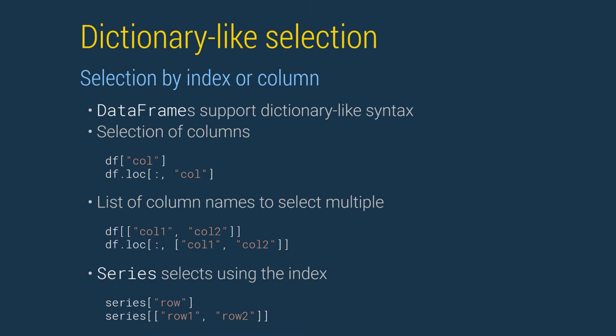Entire columns are selected from data frames using dictionary-like syntax. This method of selection omits the loc operator and directly selects from the data frame. Multiple columns can be selected using a list of column names. This is equivalent to using loc with the trivial slice in the rows position and the list in the cols position. In a series, the dictionary syntax selects elements using the labels in the index.